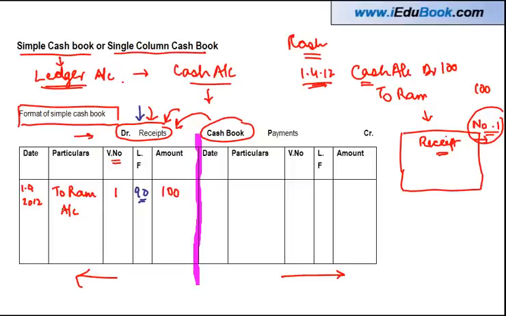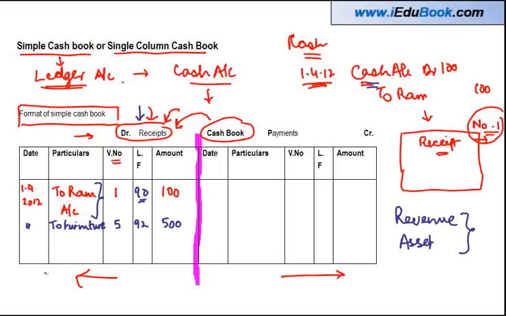Now, when we write receipts, we don't make a difference whether these receipts are in respect of expenses or assets. So let's say, for example, if I sold furniture worth rupees 500 on the same date, you can just write it like these two asterisks, to furniture. Let's say the voucher number is 5, the ledger folio 92, and the amount is 500. So wherever cash is received, irrespective of whether it is received on revenue account or some asset is sold, it is recorded in this account.